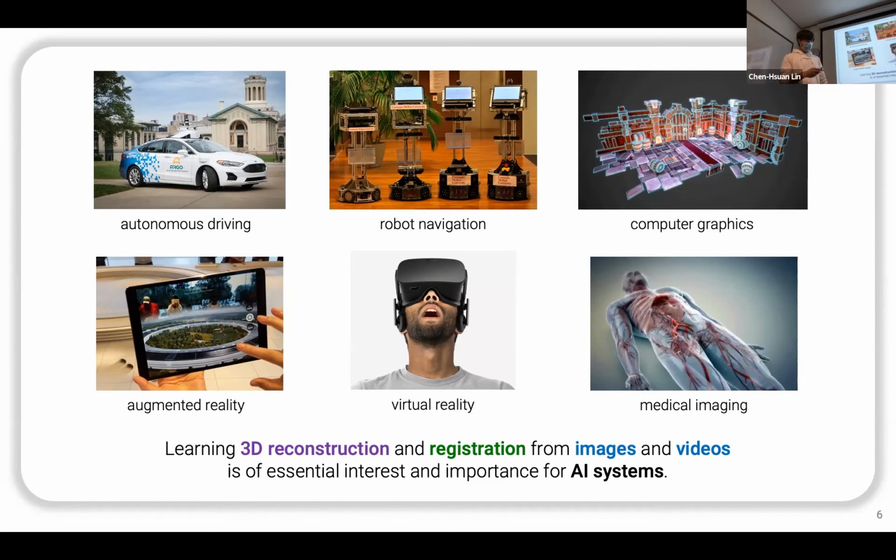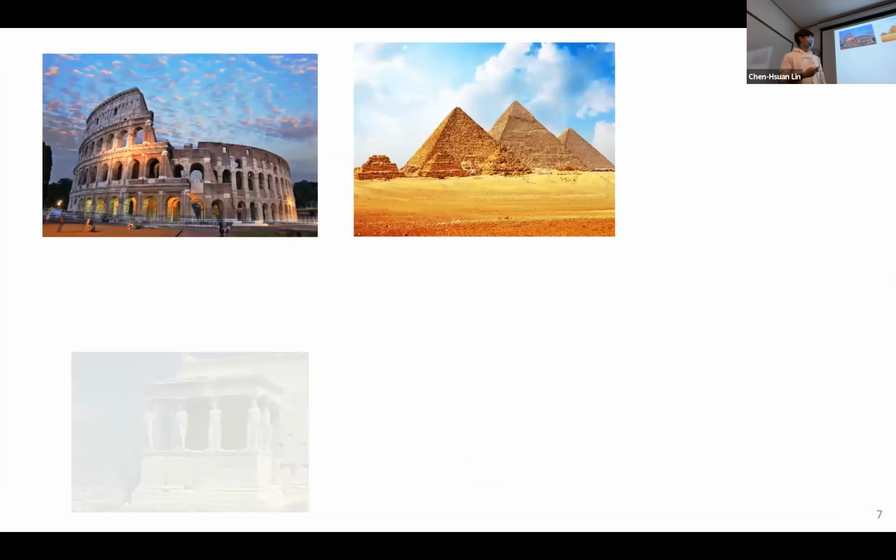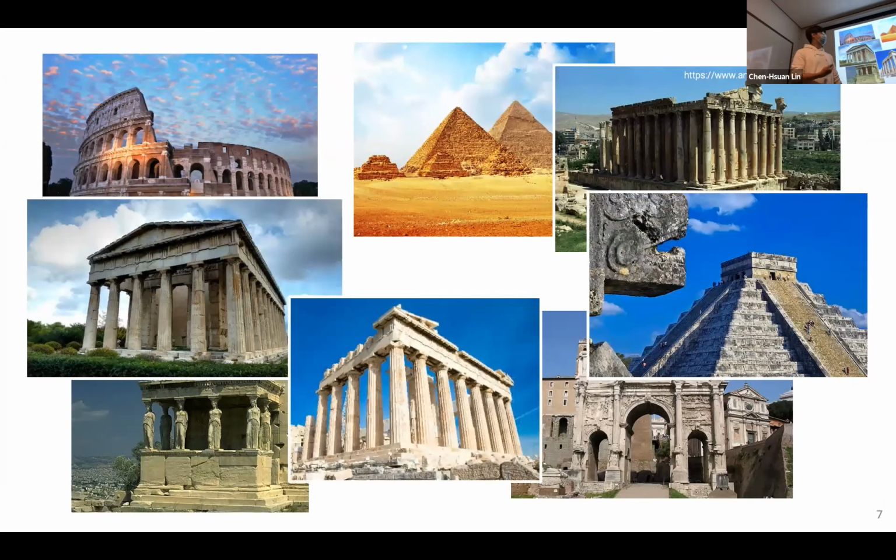But my research is more focused on how we can learn this concept of registration and reconstruction just from the many images and videos that we see. If we look at all these photographs, you can see that we are able to reconstruct the 3D structures of not only the Colosseum, but also famous landmarks like pyramids and bridges. When we only see these photographs, we can picture what the 3D structure actually looks like.